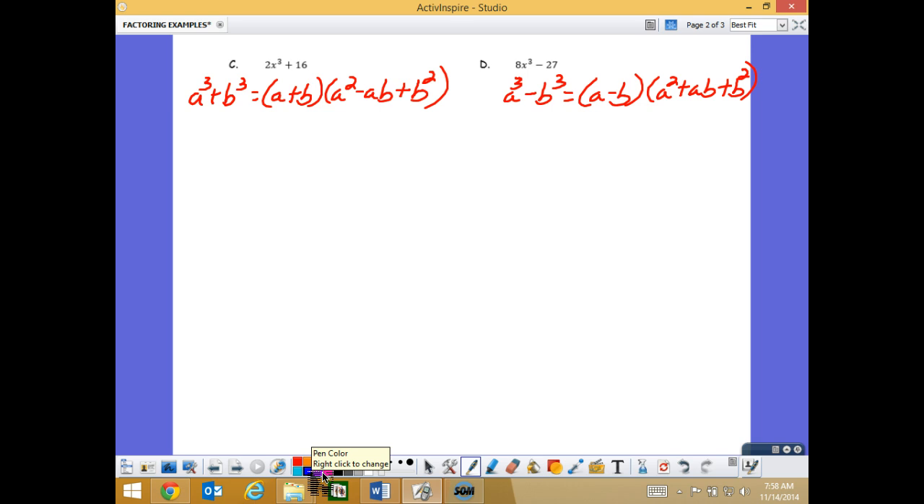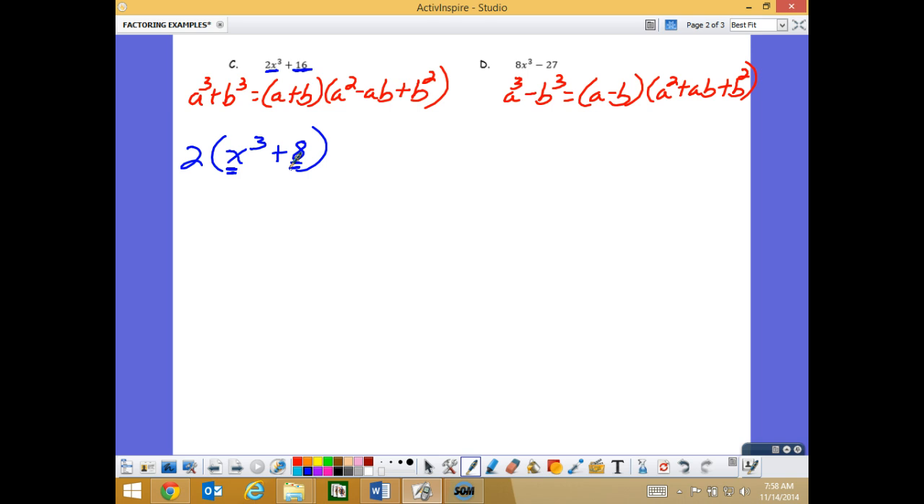So now, to apply that to this, and again, in this first one, the first thing you always look for is a greatest common factor, which in this case, we can factor a 2 out to start with. So we have x cubed plus 8 left. And both of these are perfect cubes. Cube root of x cubed is x. The cube root of 8 is 2.